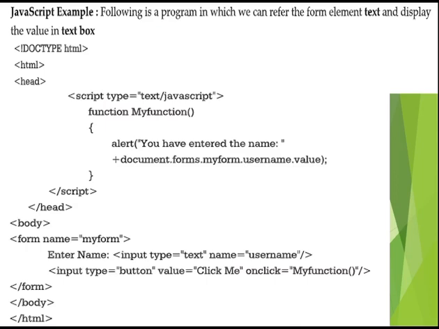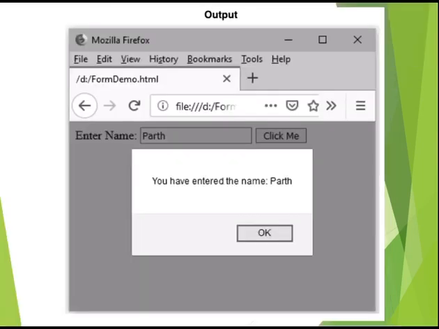I'll show you the output first and then we'll move on to the code. So this is your output. Enter name is the caption of your text box, and inside the text box you can enter any name. When you click on the button you will get an alert that you have entered the name, and whatever name you enter in your text box is going to be displayed. Here we have entered Parth, so you will get an alert that you have entered the name Parth. If you type, for example, Raj in that text box, on click of the button you will get an alert: you have entered the name Raj.